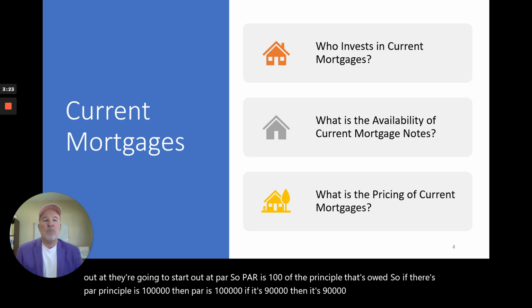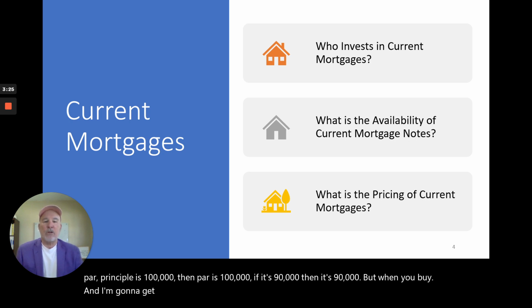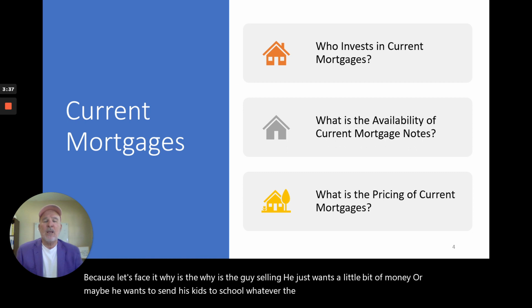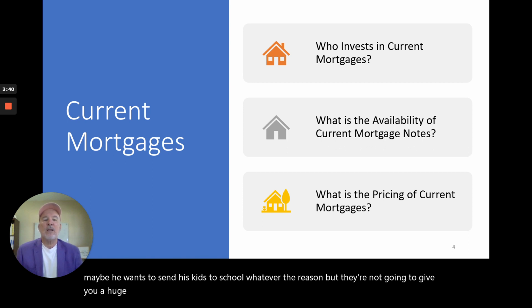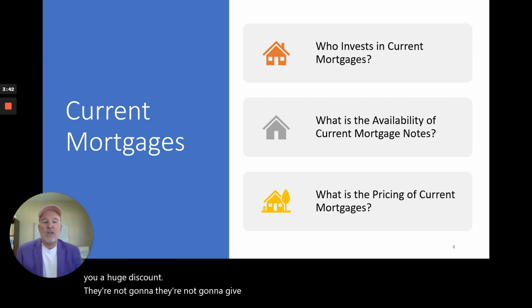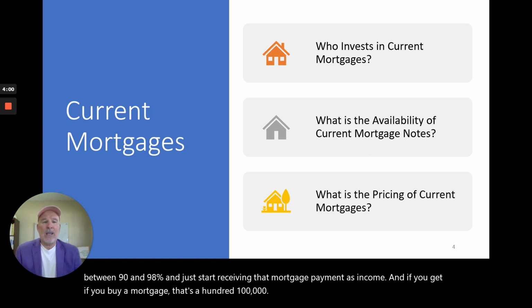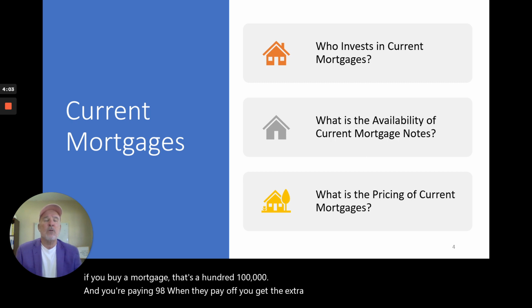But when you buy, and I'm going to go to pricing, when you buy a current mortgage note, you're going to pay close to par, because let's face it, why is the guy selling? He just wants a little bit of money, or maybe he wants to send his kids to school, whatever the reason. But they're not going to give you a huge discount. They're not going to give you 50 cents off or 70% off. You're going to pay between 90 and 98%, and just start receiving that mortgage payment as income. And if you buy a mortgage that's $100,000 and you end up paying 98, when they pay off, you get the extra 2,000 as a kicker. Good for you. That's your return.